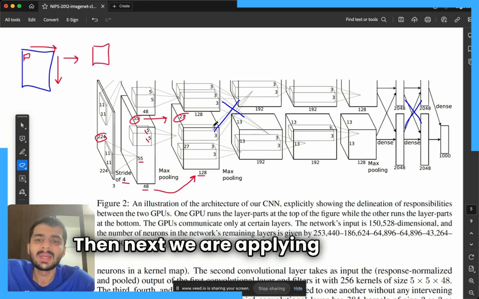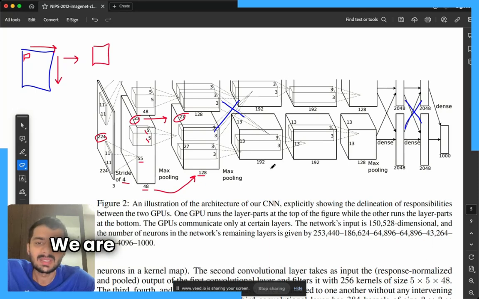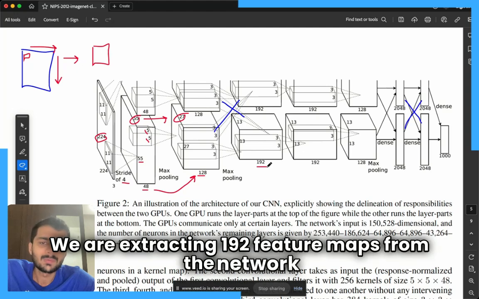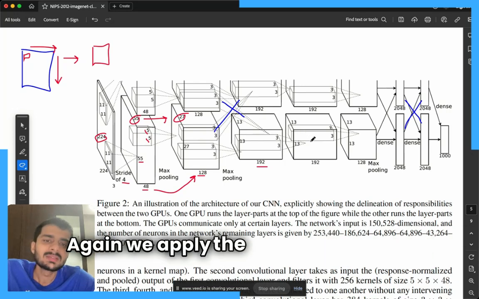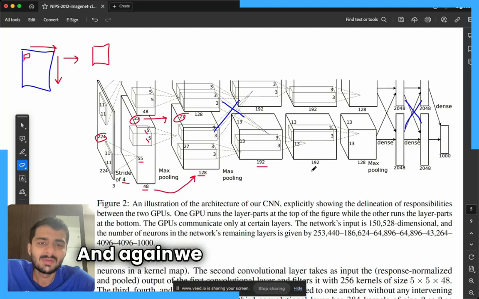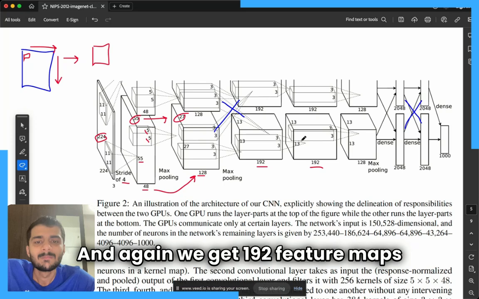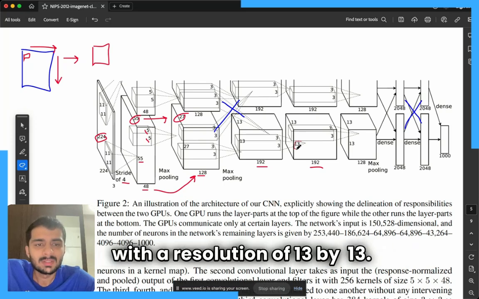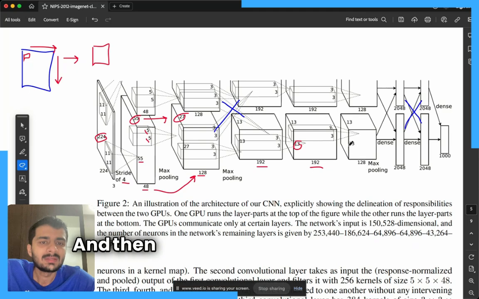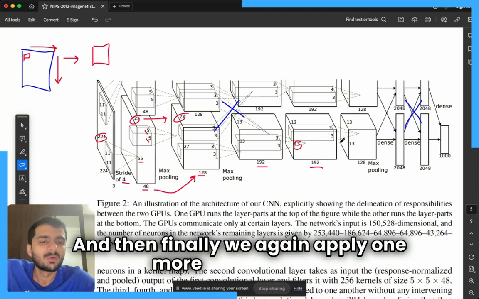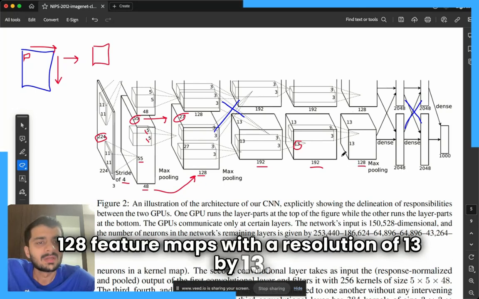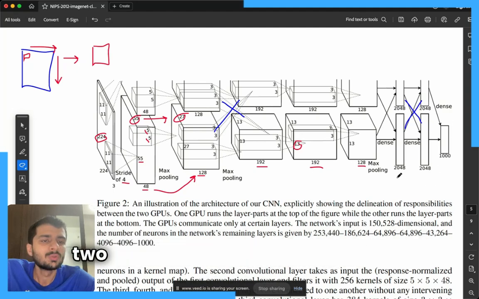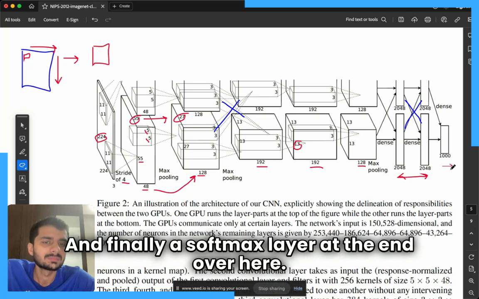Then next we are applying a filter of 3 by 3. We are extracting 192 feature maps from the network, and the resolution is decreasing to 13 by 13. Again we apply the same filter of size 3 by 3, and again we get 192 feature maps with a resolution of 13 by 13. And then finally we again apply one more filter and get 128 feature maps with a resolution of 13 by 13. And then we apply these two fully connected layers, and finally a softmax layer at the end over here.